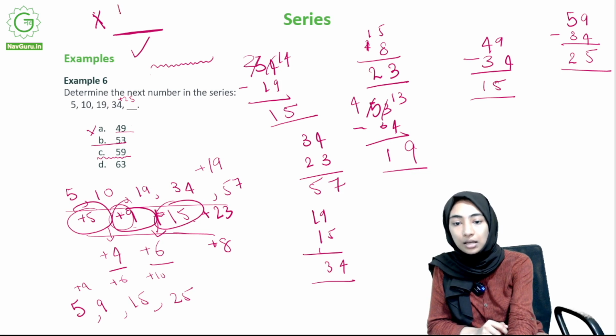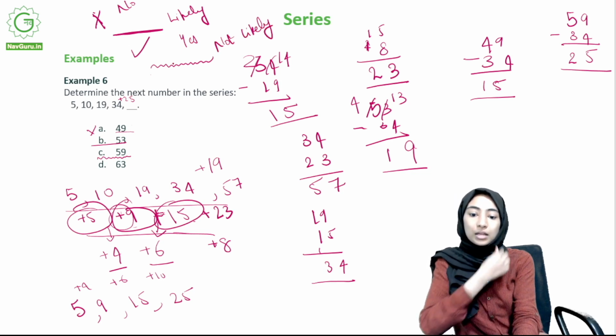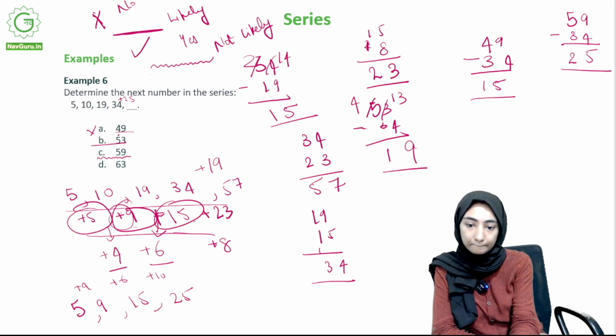So this is basically for no. This is likely to be the answer. Yes. This is for not likely to be the answer. Okay. So here, right, 34 plus 23 is a 57.